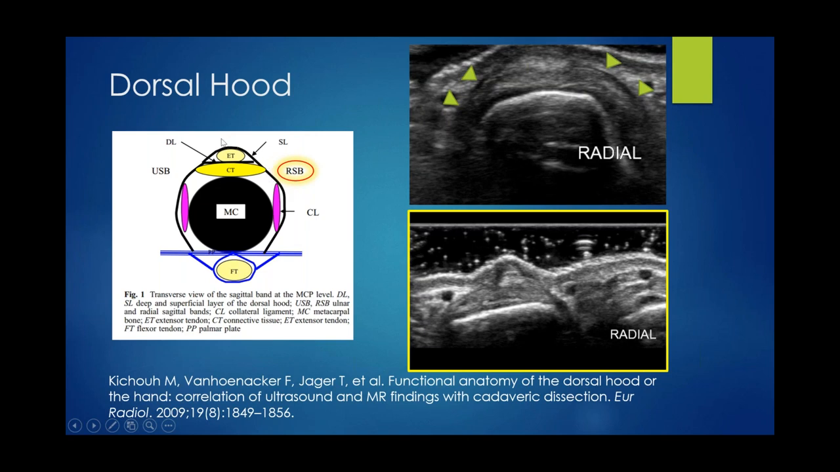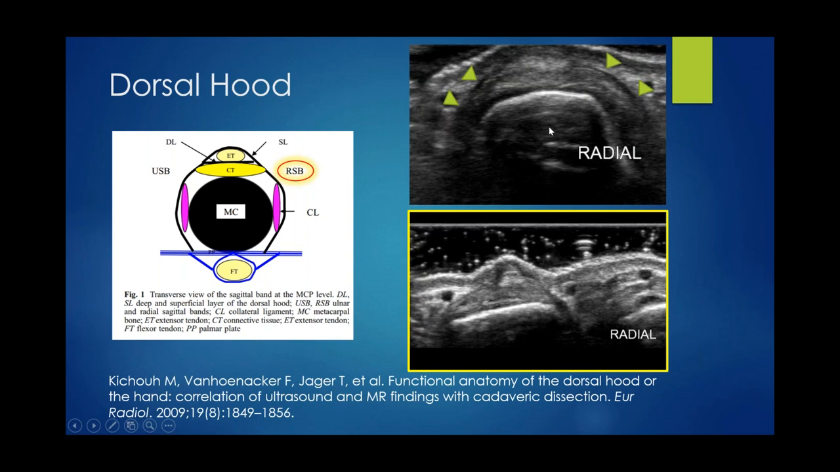Typically, the dorsal hood would be injured along this radial sagittal band, such as may be seen with boxer's injury, where the flexed fist is struck against an object, thereby rupturing this radial sagittal band. This could then lead to instability of the extensor tendon, which would then migrate in an ulnar direction. So as the patient would flex their fingers, you would see the extensor tendon snap or migrate in an ulnar direction over the dorsum of the MCP joint, and this is often a painful process.